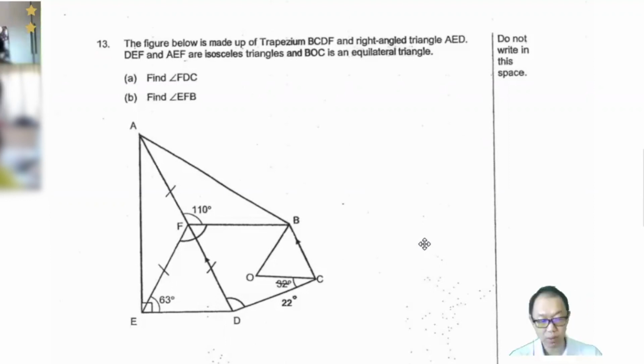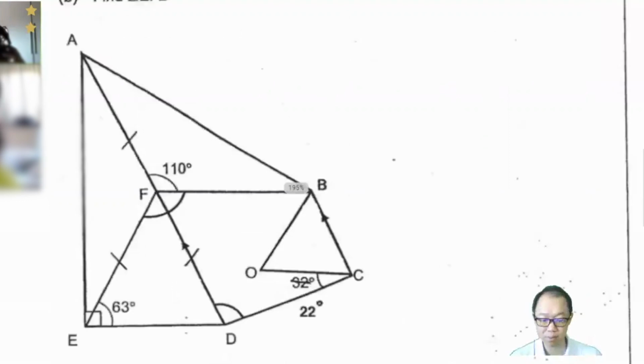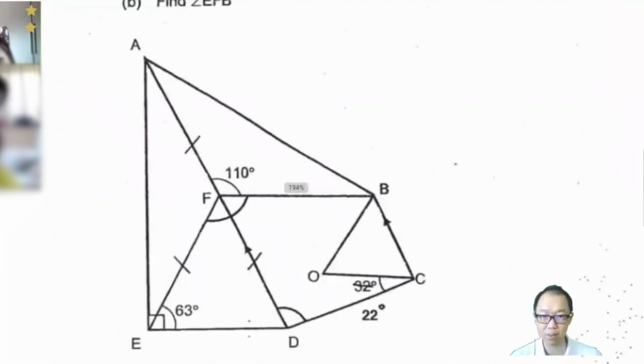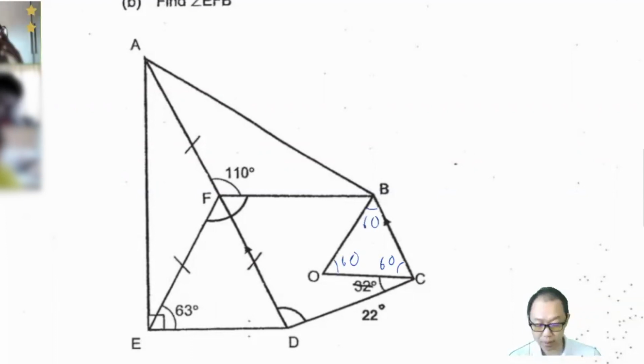Okay, so for questions like that, I like to write out all the known angles first, okay? Because when we look at this, we cannot tell a lot of stuff, so there is some additional information that we should put in first. So this is equilateral, that means here 60, here 60, here also 60, right? Isosceles here is 63. Yes, isosceles. 180 minus 110, we have 70 here.